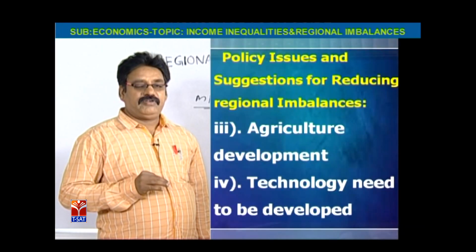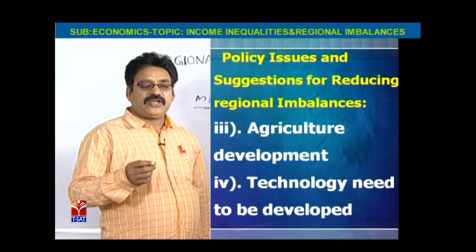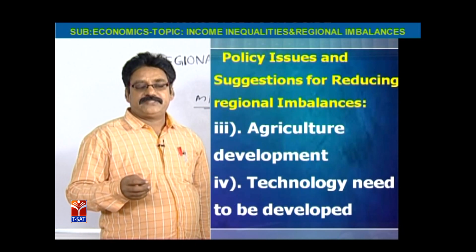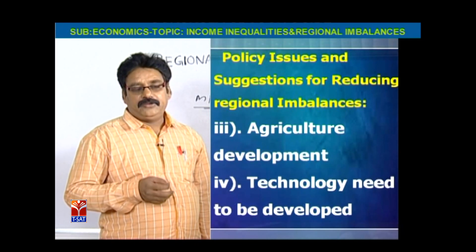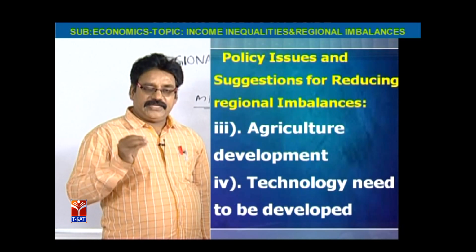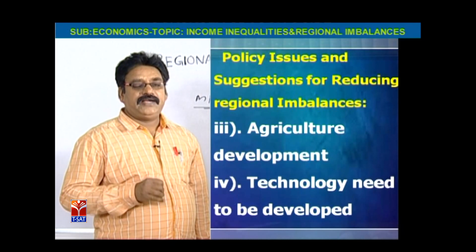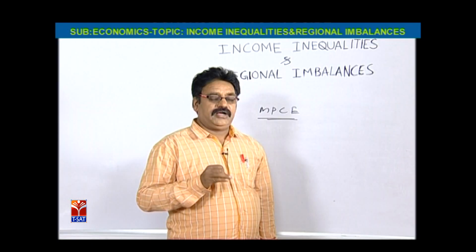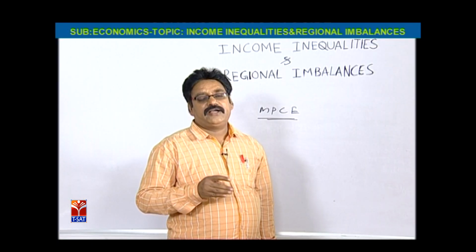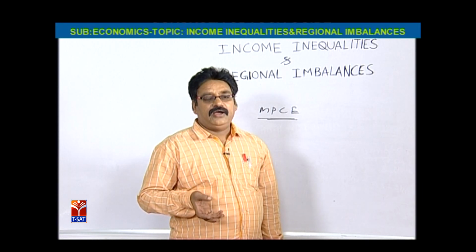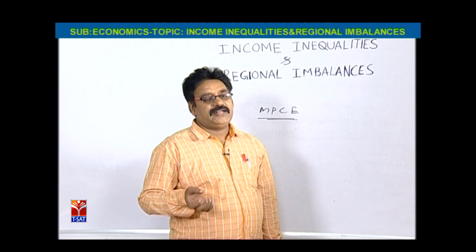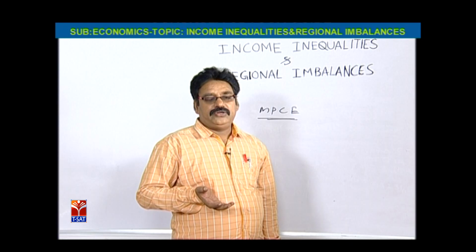And agriculture development. If there is a chance to provide irrigation facilities by spending huge amounts on projects, the government has to provide irrigation facilities and credit facilities to agricultural farmers. By that, agriculture development can be done and regional imbalances can be controlled.